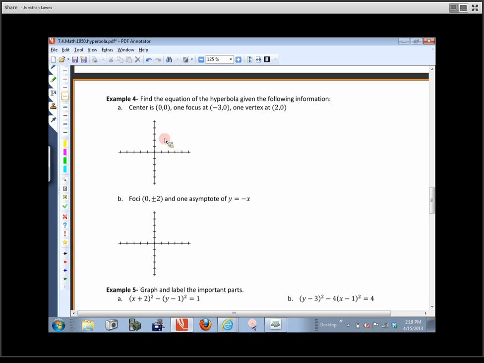So let's take a look at, well, let's see. Let's look at part B. I think you can handle part B. No, let's do A. Okay, now it doesn't say graph, it just says come up with the equation. So the center's at (0, 0). One focus is at (-3, 0). There's a focus right there, the center's right there. That tells you a huge amount.